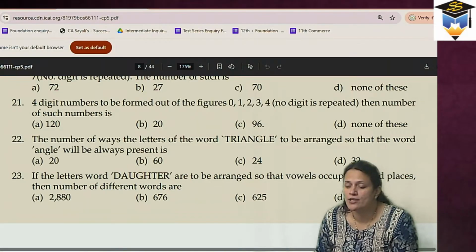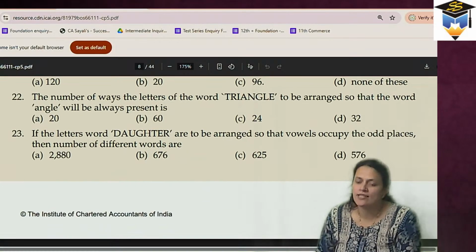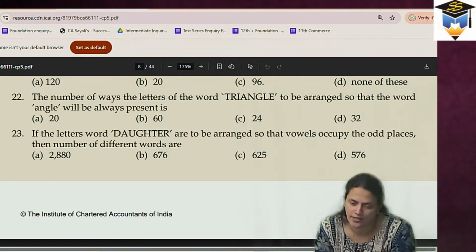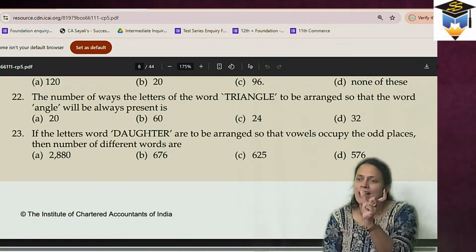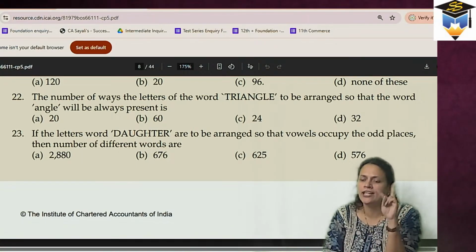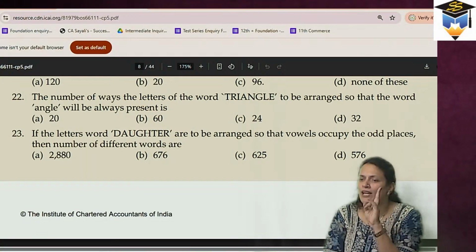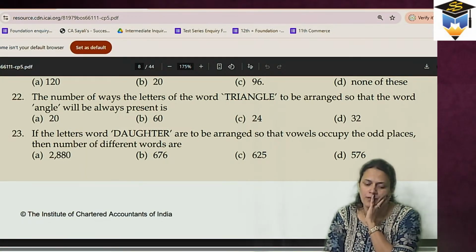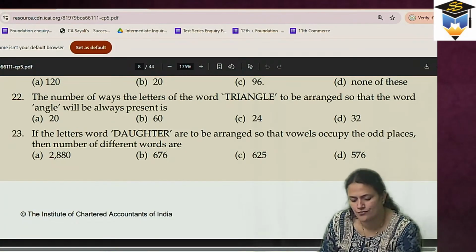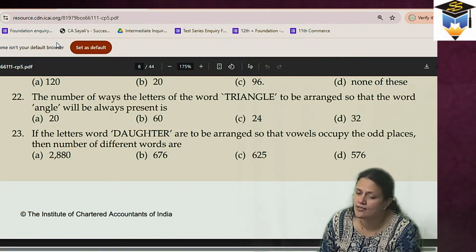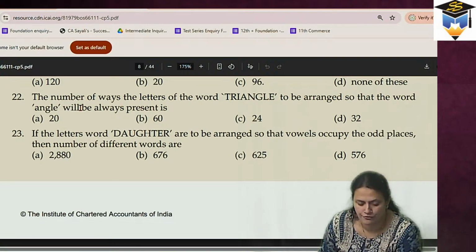Now let us solve question number 22. The number of ways the letters of the word triangle can be arranged, in such a way that angle will always be present. म्हणजे angle has to be together. फक्त T R I के places you can change. So angle में how many different words are there? Alphabets in angle? 5. Okay.